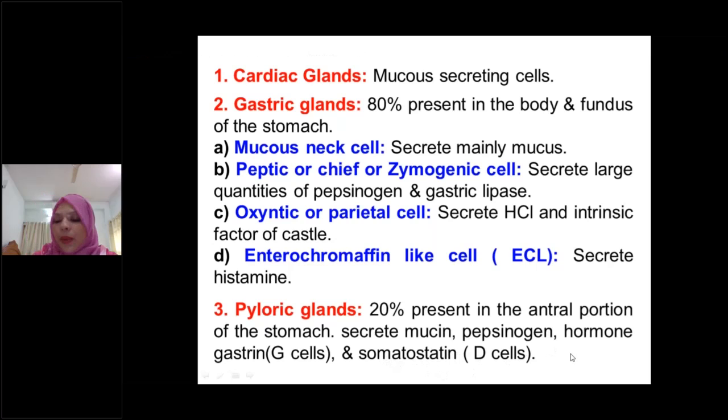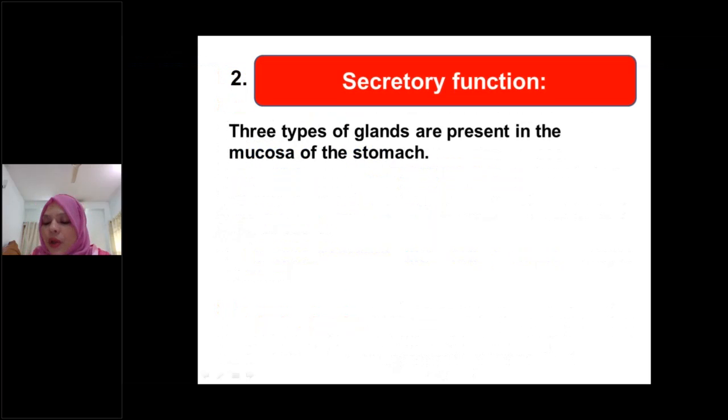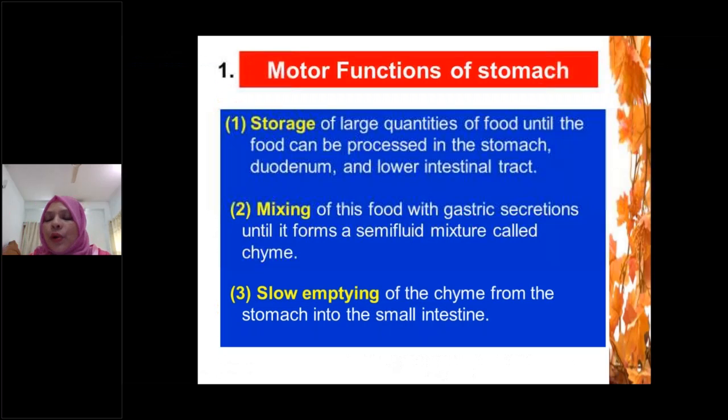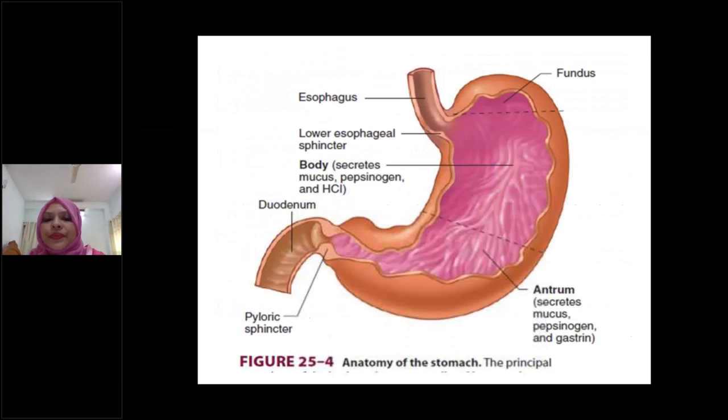You have to remember this thing. These are the secretory function. This is the secretory function of the stomach, and these are the motor function of the stomach. So function of stomach, it is divided into two parts, motor and secretory function.